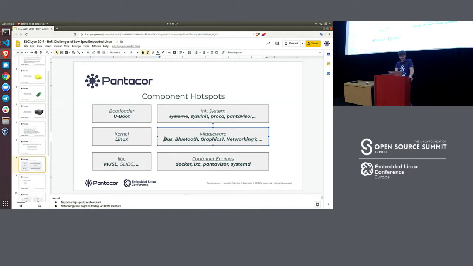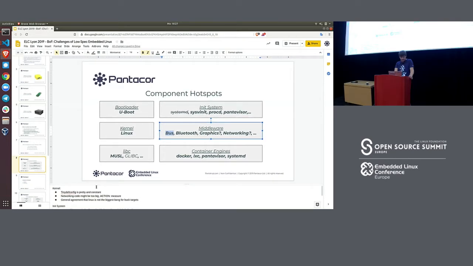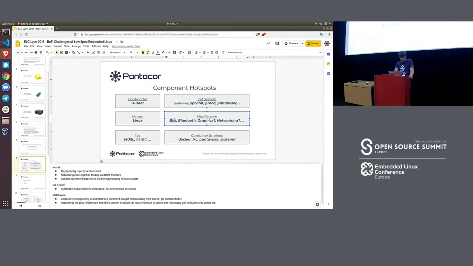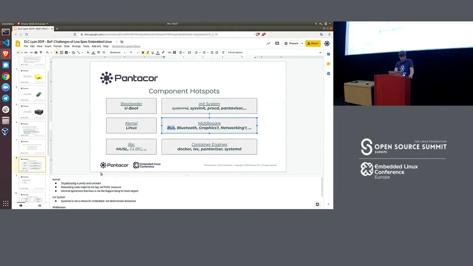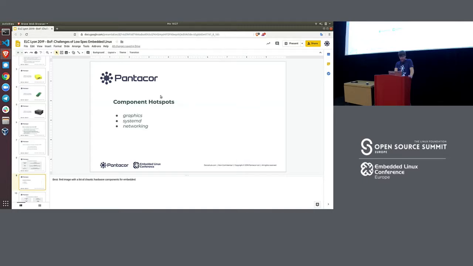I guess. So what do people think about D-Bus on the bus side? I think lots of components are using that, right? Is that the way to go? Right. So those were the components folks said last time we should potentially take a look at, but you guys say systemd is great, so.